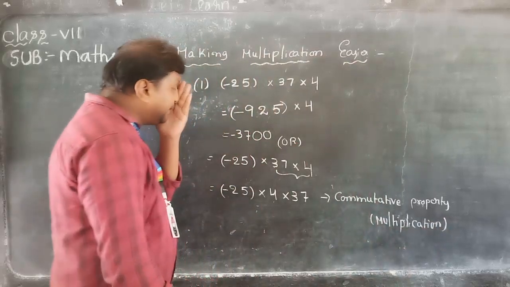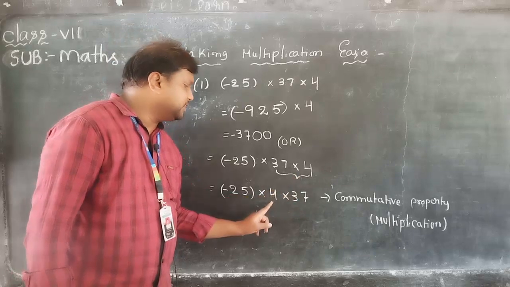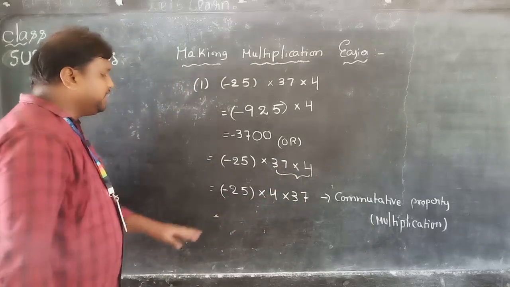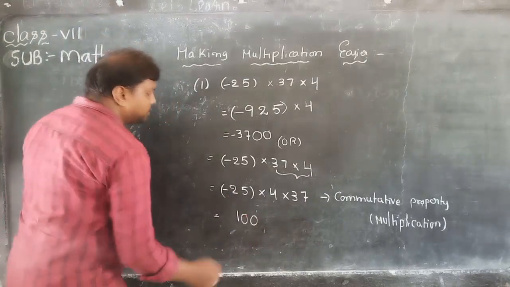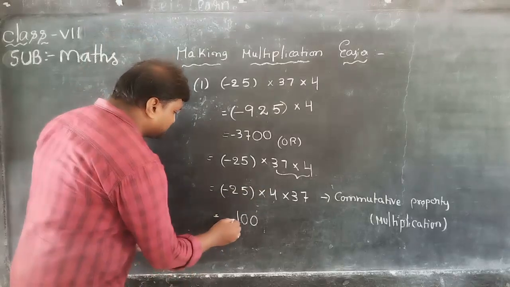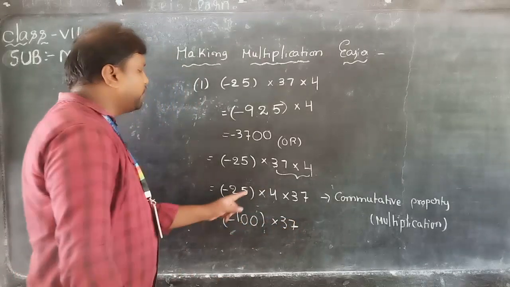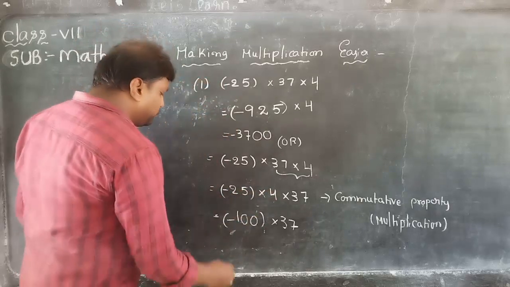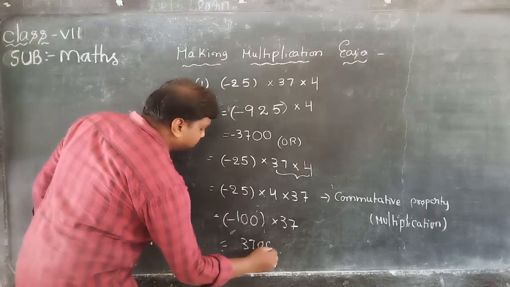I am changing the third term as the second term, and the second term as the third. Now it is all easy. 25 fours are 100, we know already. Then minus into plus is minus, into 37. Now 37 into 100 is 3700.